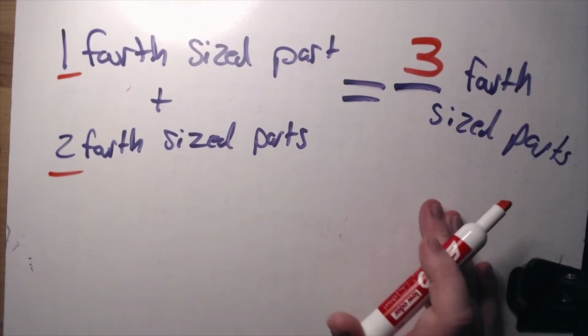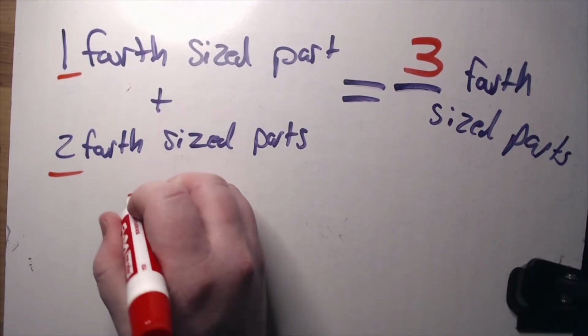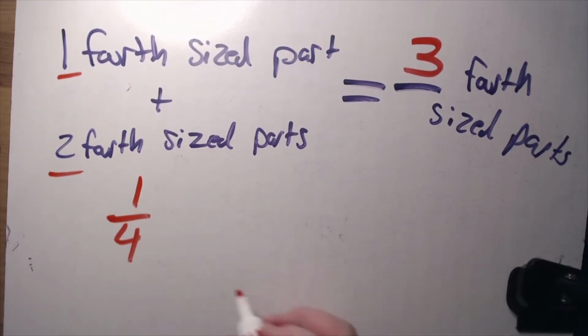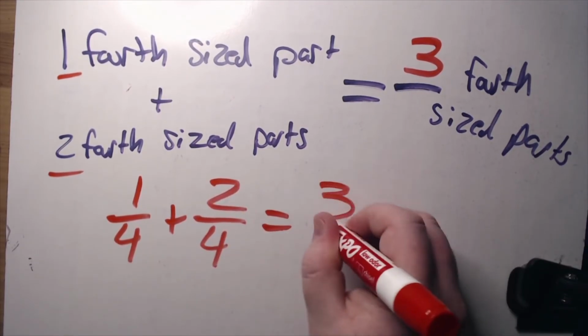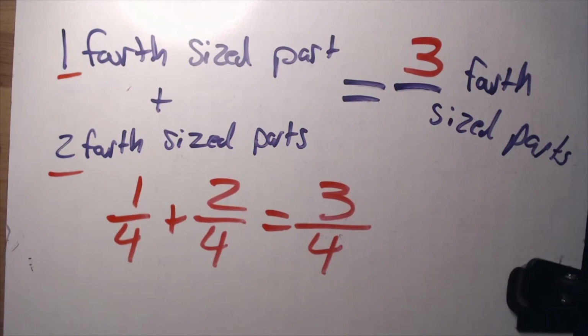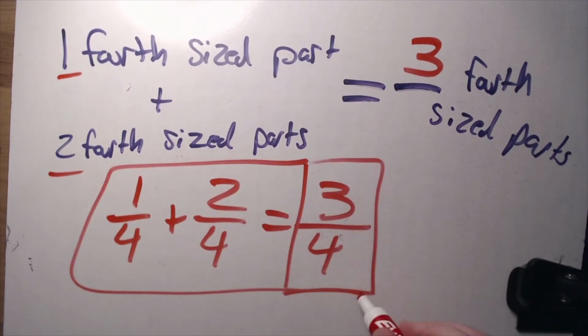Now, this is the word version of adding with fractions. So let's take a look at what it would look like if we just did it with the numbers. We'd have 1 4th size part plus 2 4th size parts equals 3 4th size parts. So 1/4 plus 2/4 equals 3/4. And actually, this whole thing would be your answer. Just like that. Let's go ahead and do one with subtraction and see kind of what it looks like now as well.